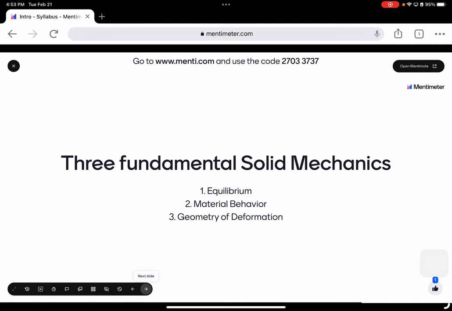And then material behavior. Is the material flexible? Is the material rigid? That is going to determine what the solution will be if we are given some conditions. And then geometry of deformations. How would it deform? Is it elongated, or maybe deflected? How much does it deflect? That also affects the solution that we can apply.